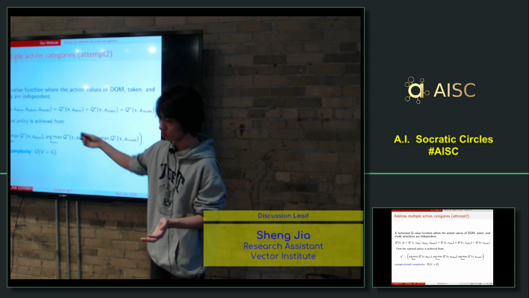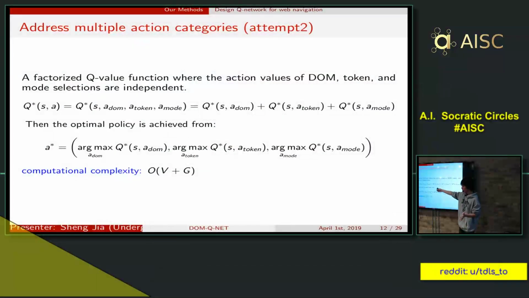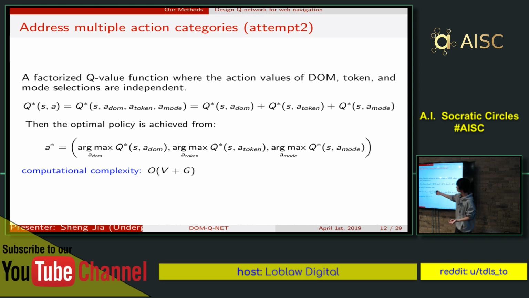So then you can simply decompose this Q value into 3 separate Q values, but the behavior policy is still dependent on this Q star without the decomposition. But with this assumption, you can do the argmax for each of them. In that sense, you only need O(V plus G), because here you only have a computational complexity of V, and here you only have G, and they're separate. So this is how we should design the network such that it reduces the computation.